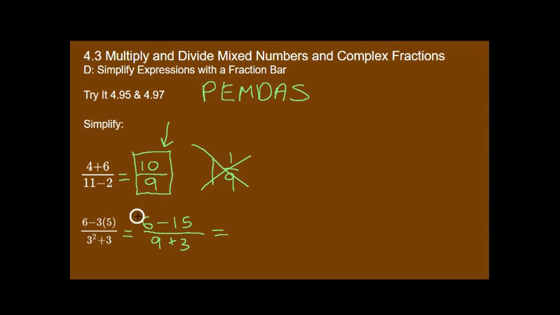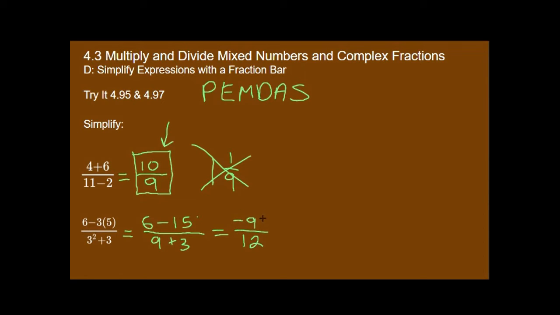Okay, now I'm going to work in the numerator again. 6 minus 15. Okay, ooh, I'm going to end up with a negative number because I have a smaller number minus a bigger number. Okay, so 6 minus 15 is equal to negative 9. 9 plus 3 is equal to 12.